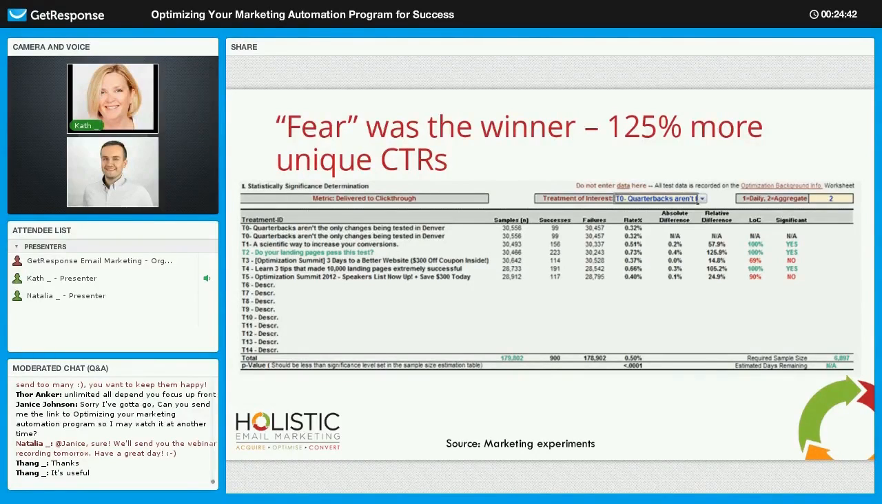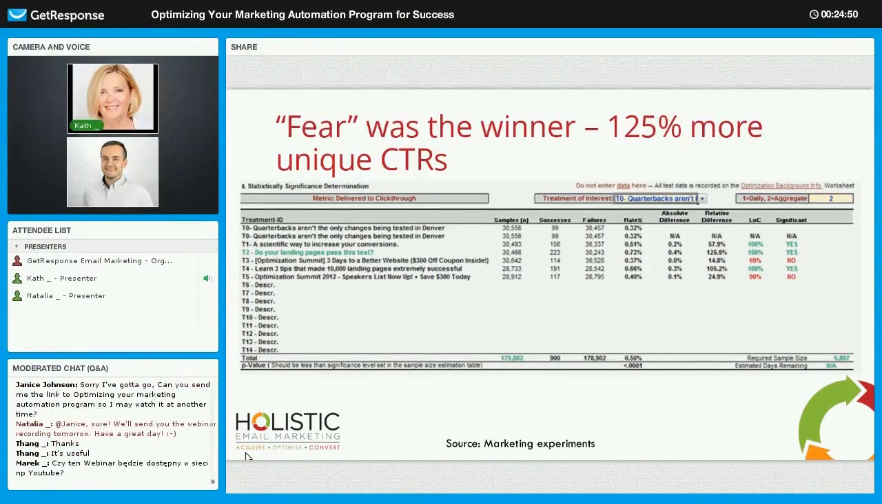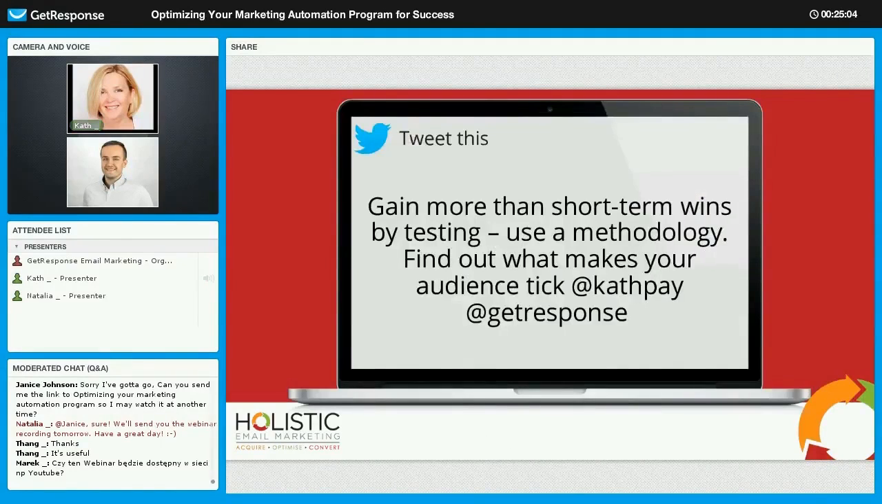This was a test that was performed by Marketing Experiments. Now, of course, we wouldn't want to be using fear all the time, but what does this tell us about our audience? It says, okay, great. We have got something up our sleeve that when we want to be using fear, we know that it is a motivator that can be used successfully. And this is what we want to be testing. So we want to be finding out more about them.